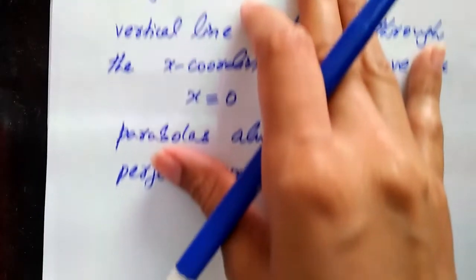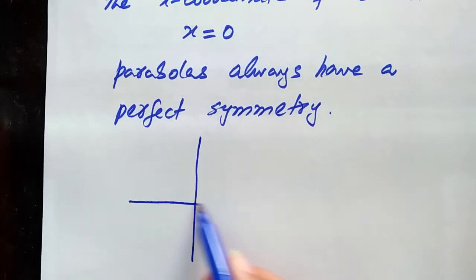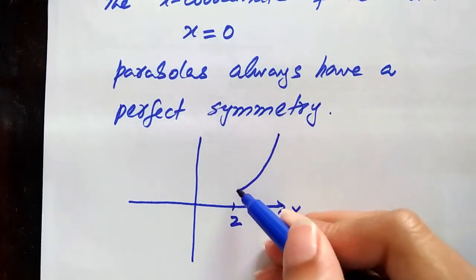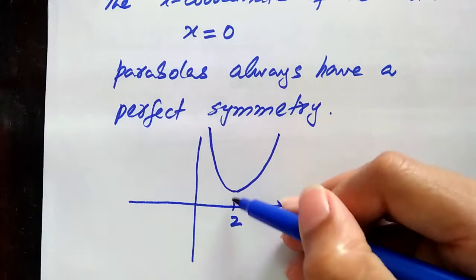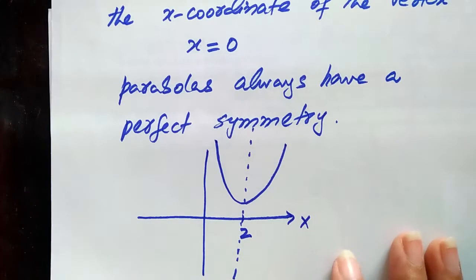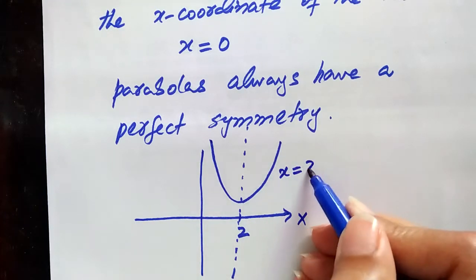We can have other parabolas that are symmetric about other points as well. For example, this point on the x-axis, 2. I am drawing the parabola that will be symmetric about this point. So this parabola is symmetric about x equals 2.